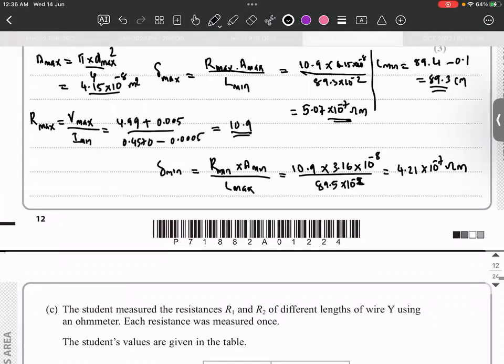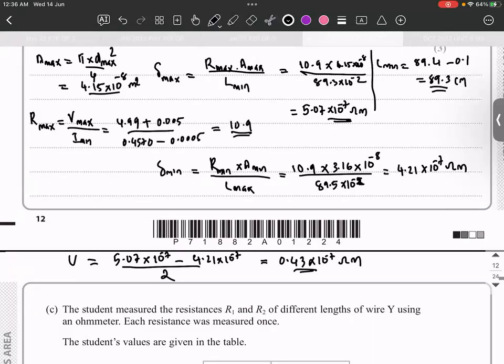So how will you find the uncertainty in this rho? You take the difference of this maximum and minimum: 5.07 × 10^-7 minus 4.21 × 10^-7, divided by 2. So that value we will get is 0.43 × 10^-7 ohm meter.